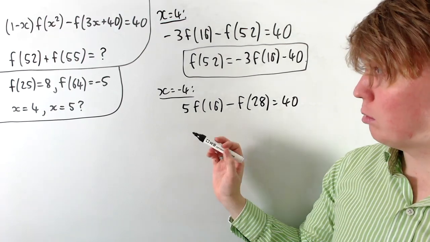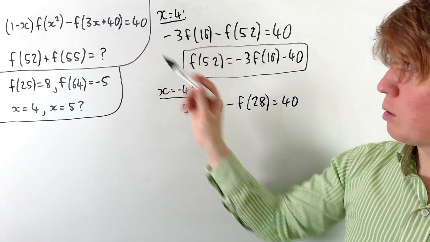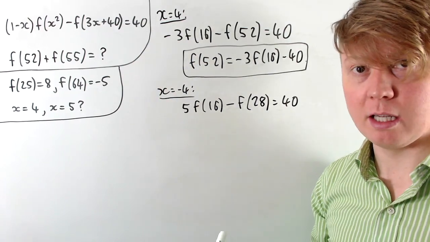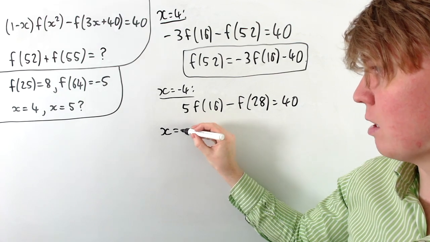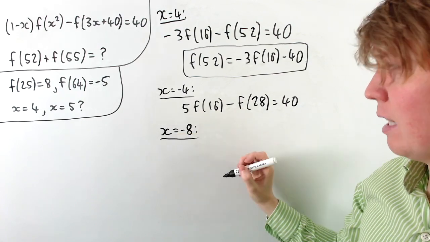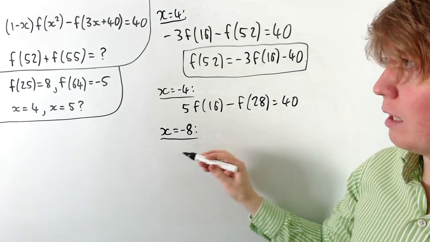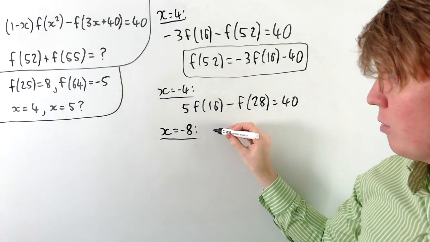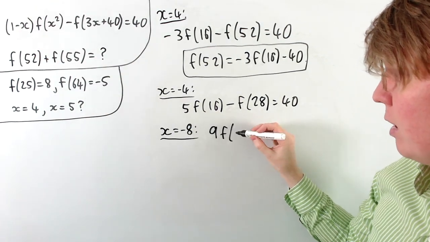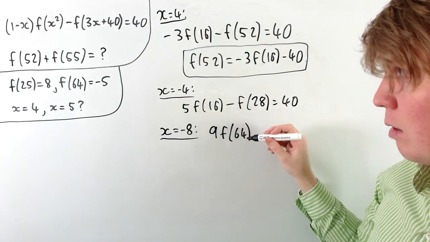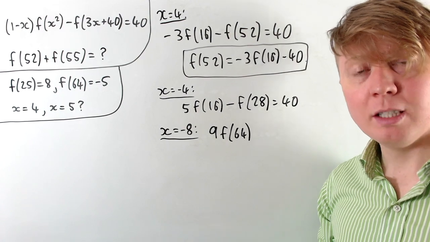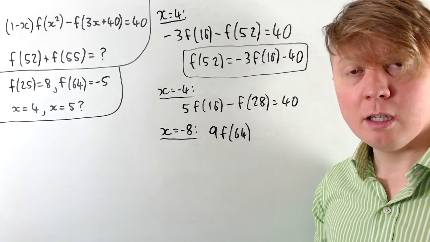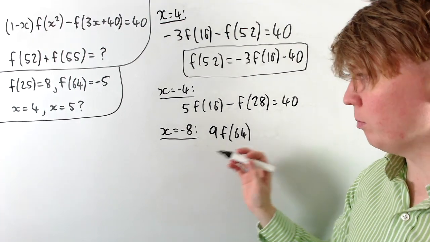So let's just quickly check what would happen if we set 3x plus 40 equal to 16 instead. To make 3x plus 40 equal to 16, we would need x equals negative 8. So if we try x equals negative 8, 1 minus negative 8 gives us a 9 times f of negative 8 squared, which gives us 64. And remember, we actually know the value of f of 64. This is negative 5, so it seems like this is the best choice then to help solve the problem.